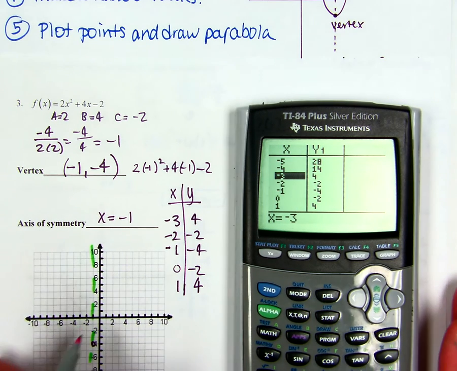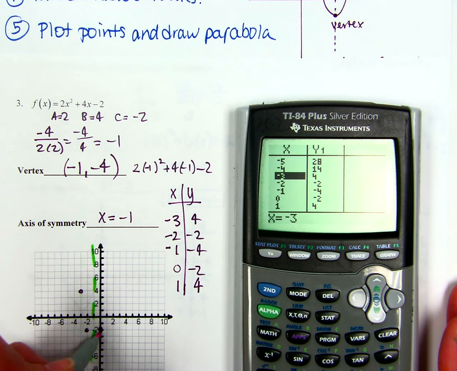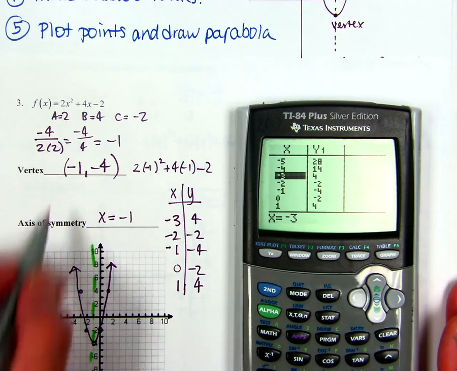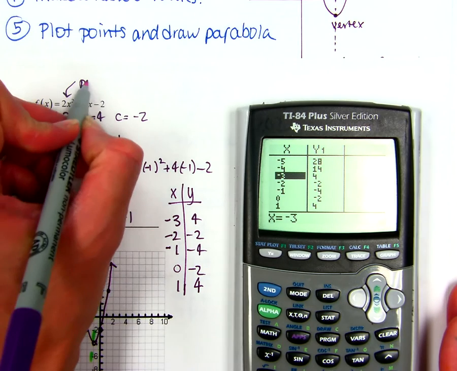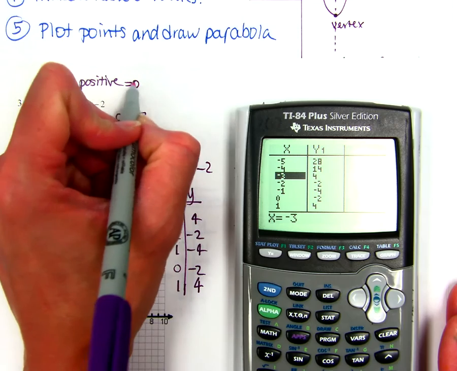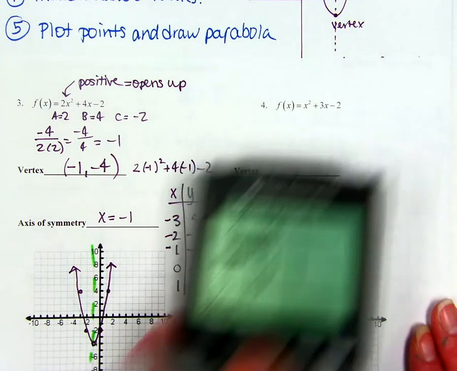So now I'm going to plot those on my graph. Negative 3, positive 4, negative 2, negative 2, negative 1, negative 4, 0, negative 2, and 1, 4. And you can always double check, should this graph be opening up? Well, the lead coefficient was positive. And since that's positive, that means that it should open up. Okay. Last problem.